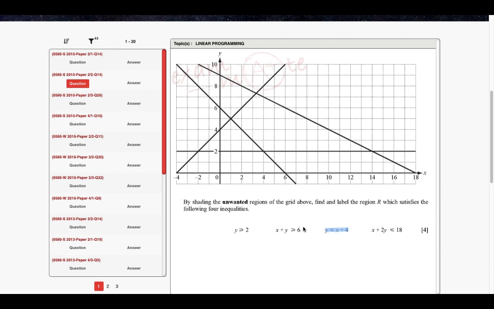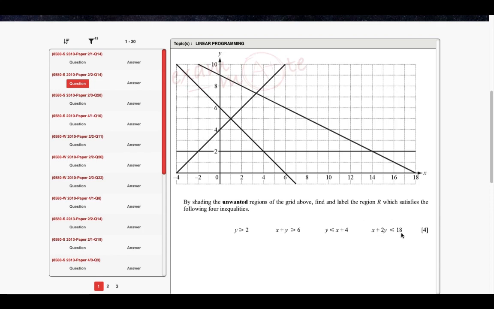To know where to shade, you have to test either below the line or above the line, to see which region satisfies the inequality. Let's say I choose a point here, 2 and 4, 2 for x, 4 for y. Now, y is 4 and x is 2. You can see 2 plus 4 will be 6. 4 for y is less than 6. So this region is the correct region. So don't shade this side of this line. Shade the upper side of this line.